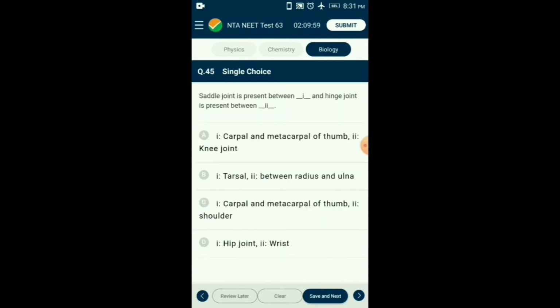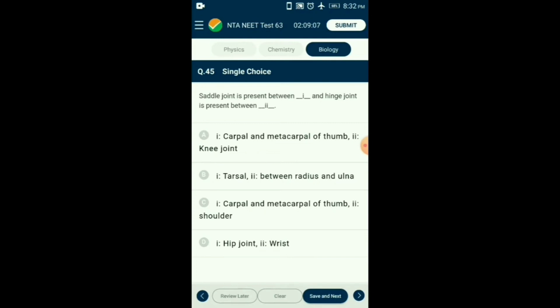Question number 45. Saddle joint is present between dash and hinge joint is present between dash. Saddle joint is a synovial joint where one of the bones forming the joint is shaped like a saddle with the other bone resting on it like a rider on a horse. Example, carpometacarpal joint of the thumb. Hinge joint is a joint between two bones such that it allows movement along one axis only. For example, ankle, elbow, knee, and interphalangeal joints.